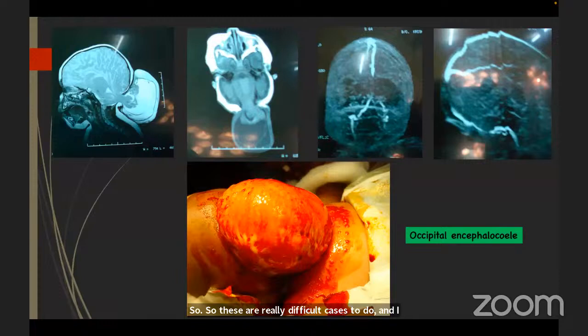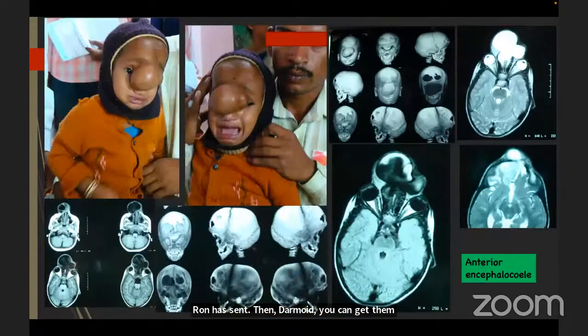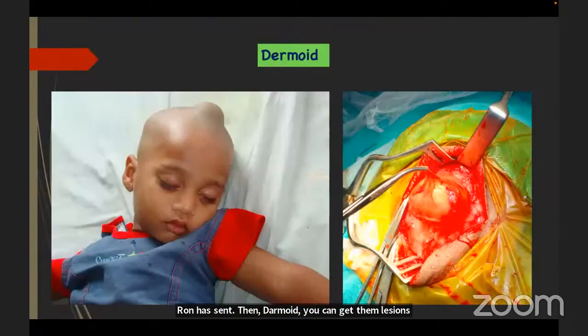So I'll not talk about the encephalocele, which Ron has said. Then dermoid, you can get them. These are lesions which you can get in the midline. This is a typical dermoid which you can get. The problem is that they sit just over the sagittal sinus, so your dissection has to be very meticulous to take them out, or you might injure the sinus.